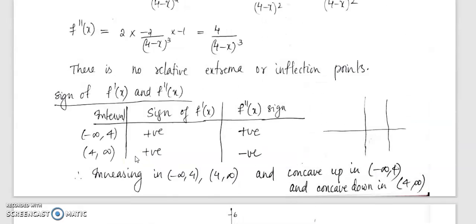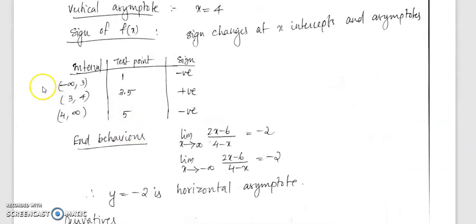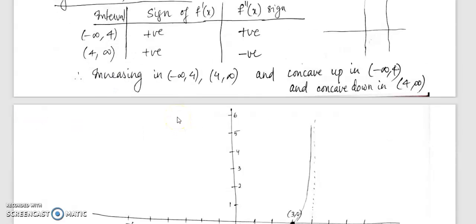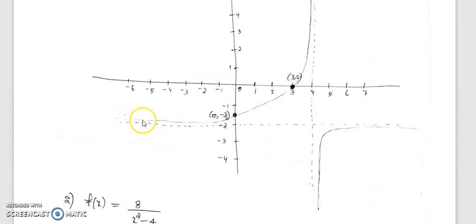Let us look at where the function is going to lie. From minus infinity to 3 the function will be below the x-axis, from 3 to 4 it will be above the x-axis, and from 4 to infinity it will be below the x-axis, because that is how the function sign is changing. Now the function is increasing everywhere, and in the first region it is concave up and in the second region it is concave down. Concave up and increasing, this will be the shape of the graph.